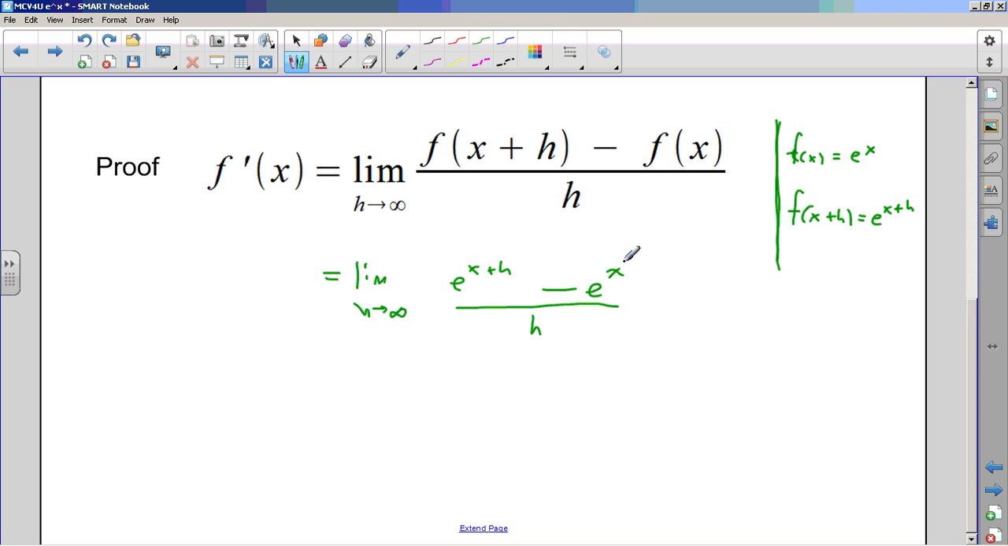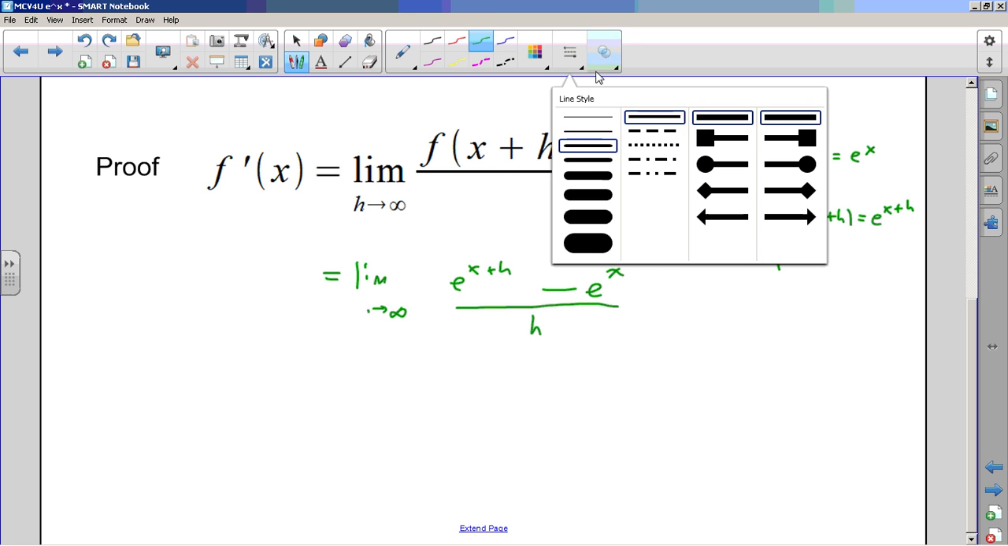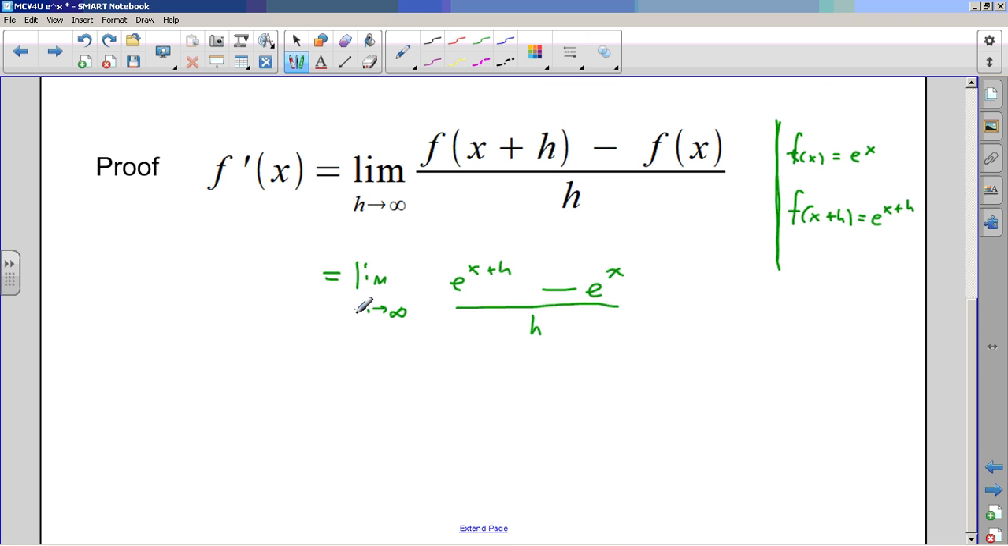Now what we've got here is a power of e in 2 spots, and they're very similar. It looks like I should be able to factor some stuff out, and in fact you can.